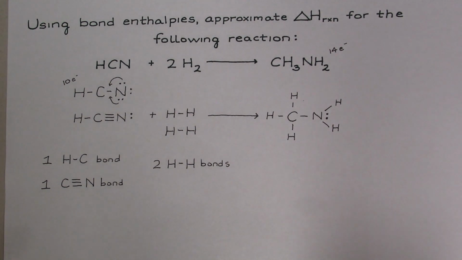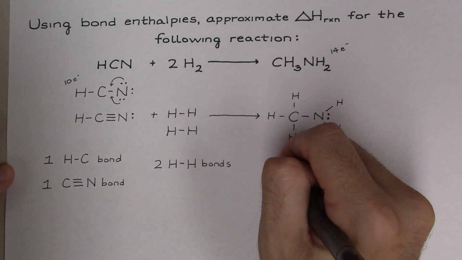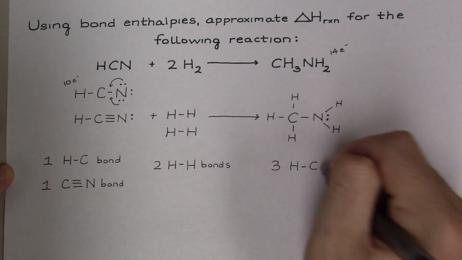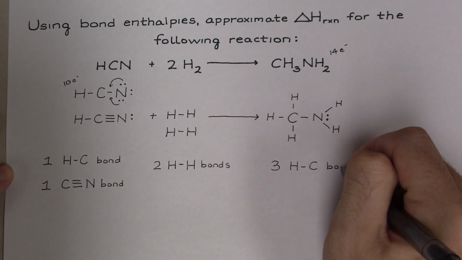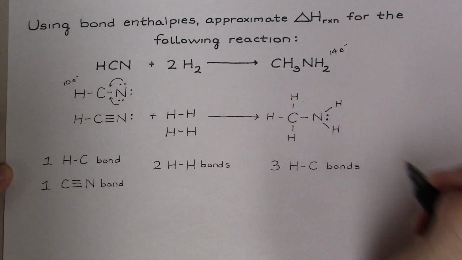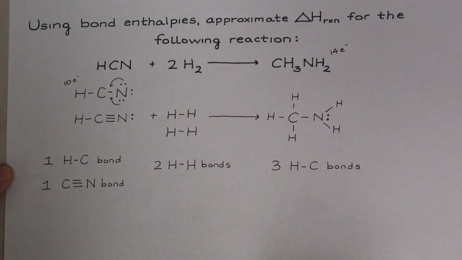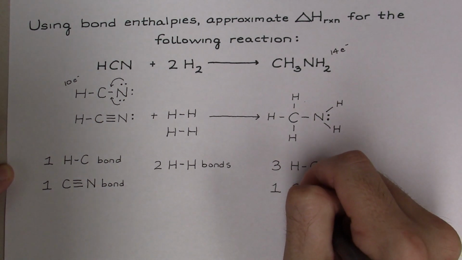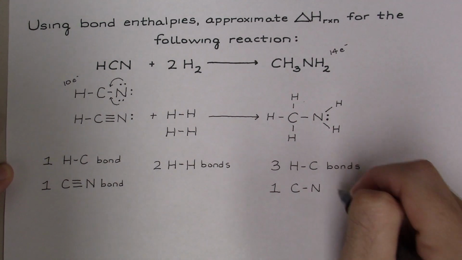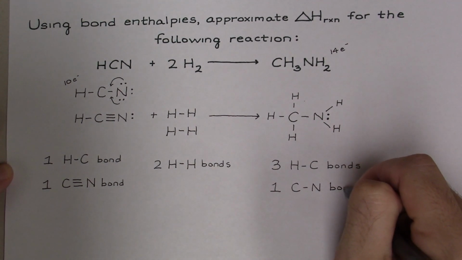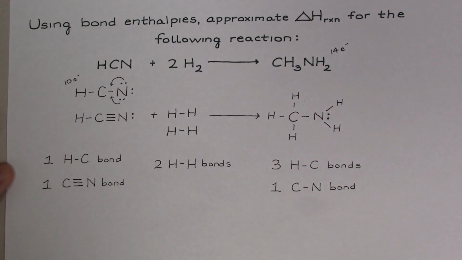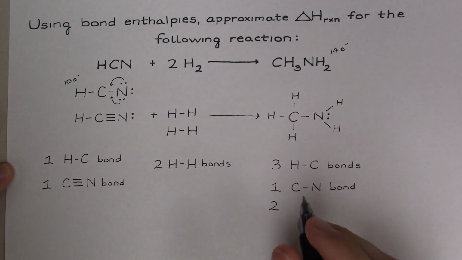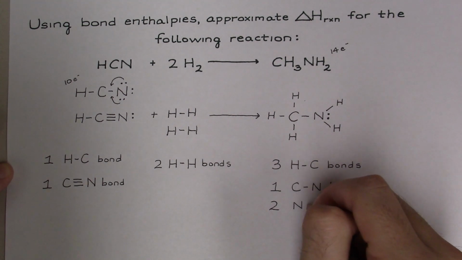For our methylamine, we will have three hydrogen-carbon single bonds. This is equivalent to the hydrogen-carbon single bond of our hydrogen cyanide. We have one carbon-nitrogen single bond. Notice that this is different than our carbon-nitrogen triple bond of the other molecule. And finally, we have two nitrogen-hydrogen single bonds.